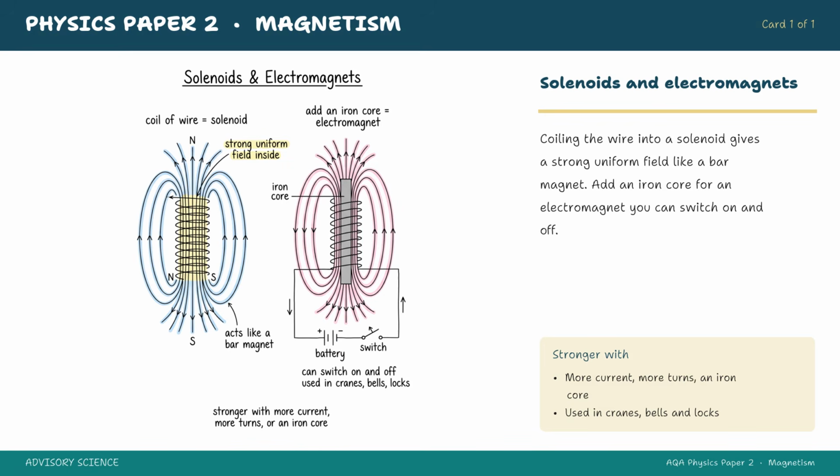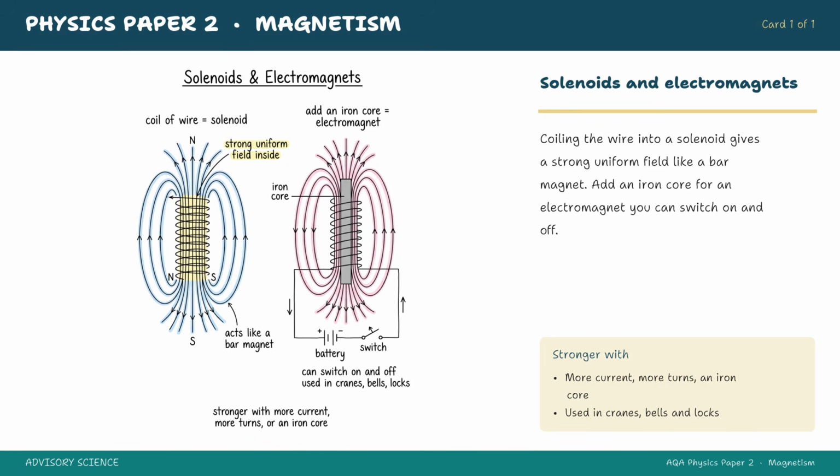The best thing about an electromagnet is that you can switch it on and off and change its strength, just with the current, which a permanent magnet can never do. That's why they're used in scrapyard cranes. They're also used in electric bells and door locks. In the exam, to make an electromagnet stronger: more current, more turns on the coil, or an iron core.